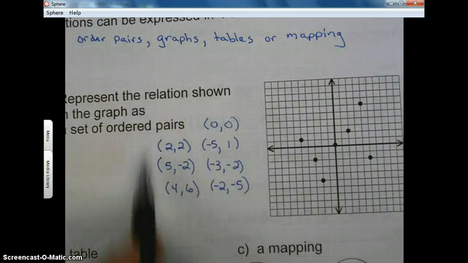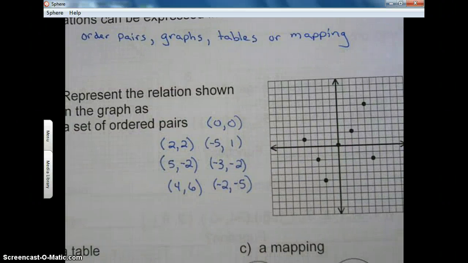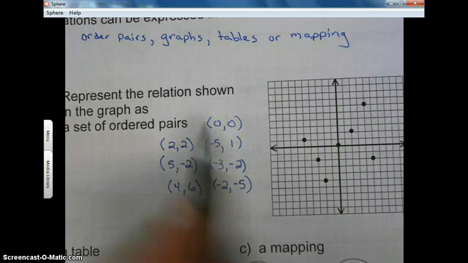Okay, so here's all our ordered pairs. There's 1, 2, 3, 4, 5, 6, 7 coordinates.